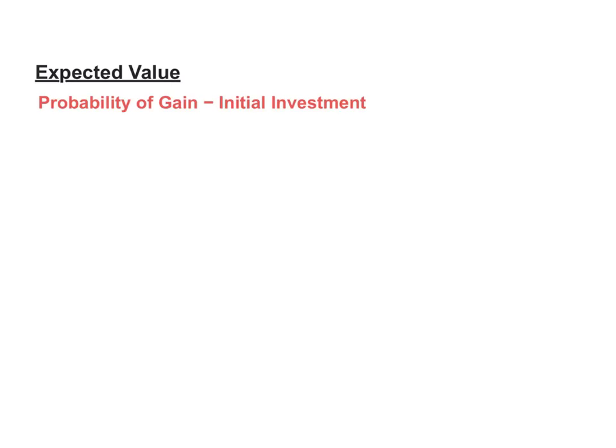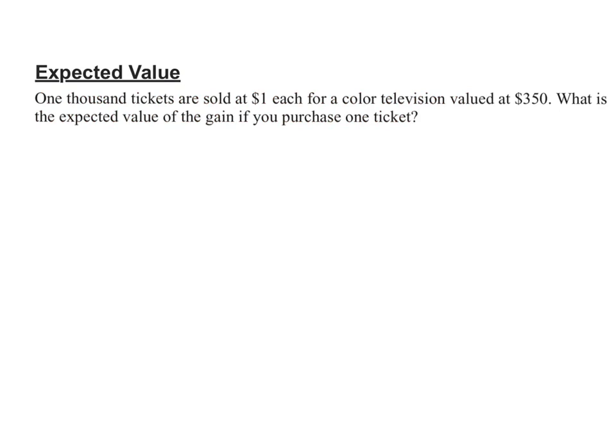We're going to look at 2 problems, and hopefully from that it'll make some sense. So, here's the first one. We're talking about a raffle to win a color TV that's valued at $350. Raffle tickets are $1 a piece. What's the expected value of the gain if you purchase 1 ticket?